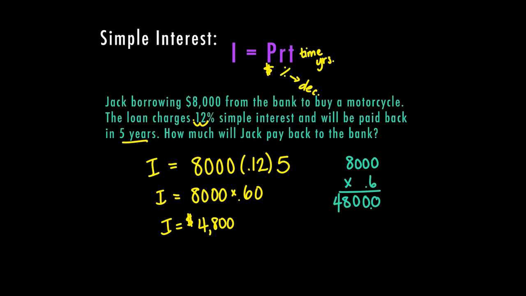So that's going to be the amount of interest that Jack's going to have to pay for borrowing the money. The question actually wants to know how much he is going to pay back total. He borrowed $8,000. He's going to have to pay back $4,800 in interest plus the $8,000 that he borrowed. So that means that he's going to end up having to pay back $12,800. So you can see here that when you borrow money based on that percentage rate and how many years you borrow the money, you are going to have to pay back interest, which is just an amount that they're going to charge you for borrowing that money.